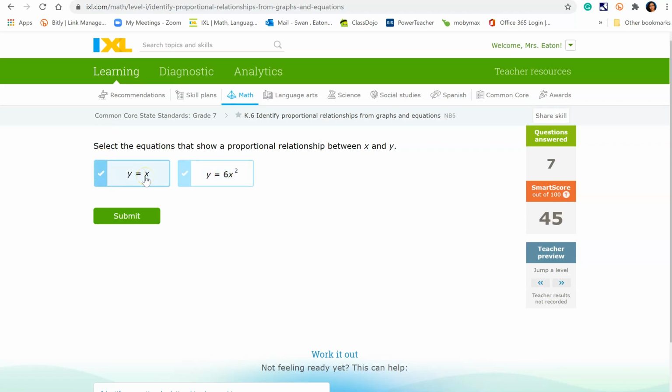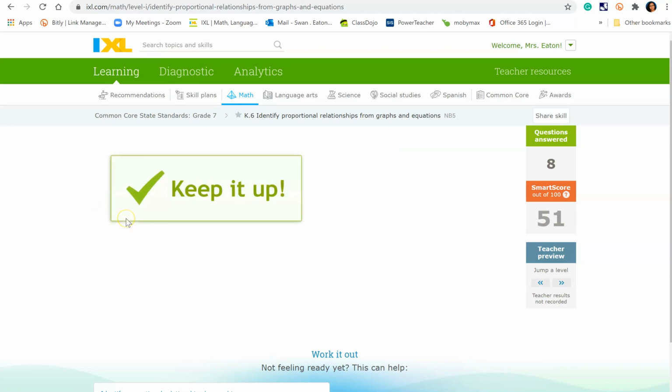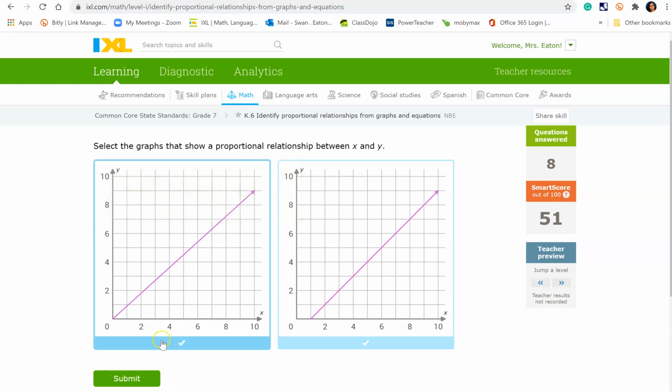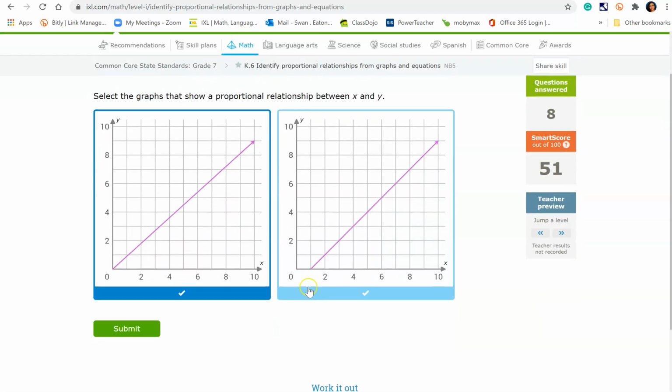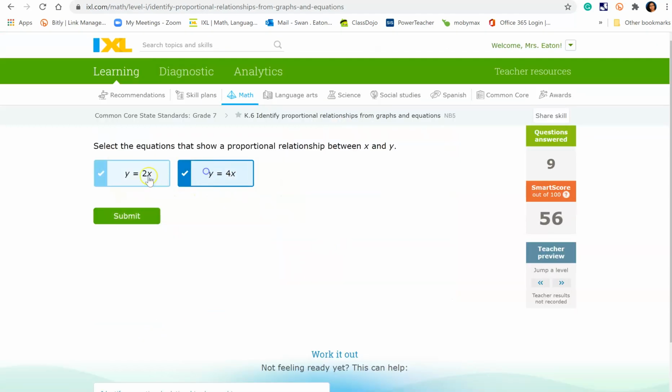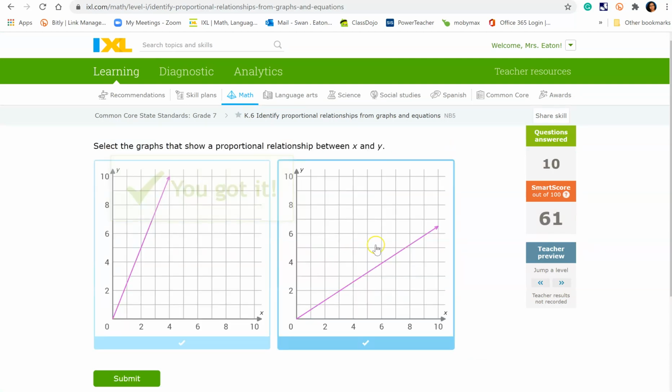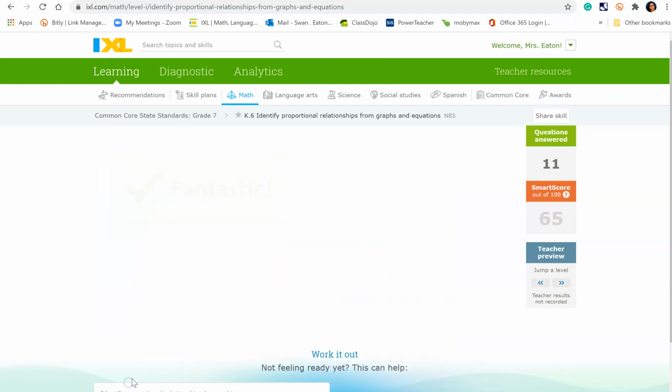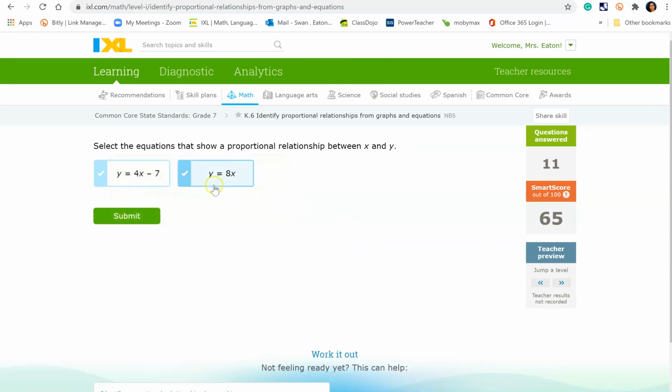And oh, let's see, y equals x. Remember, you can have an imaginary 1 in front of that x. See? Through the origin, not through the origin. Perfect example of not through the origin. And then here, of course, these both qualify. Here, both qualify.